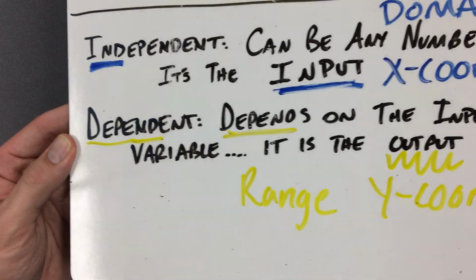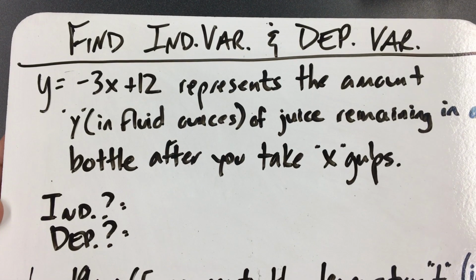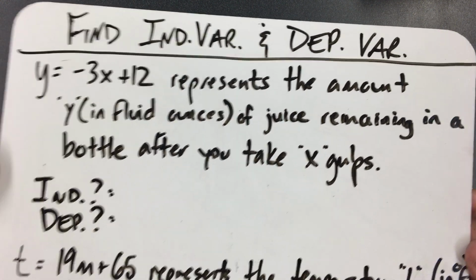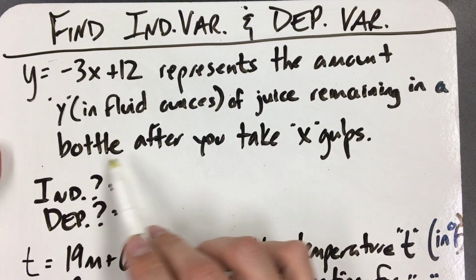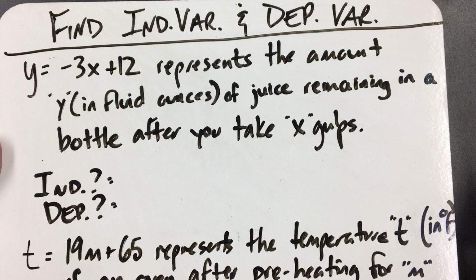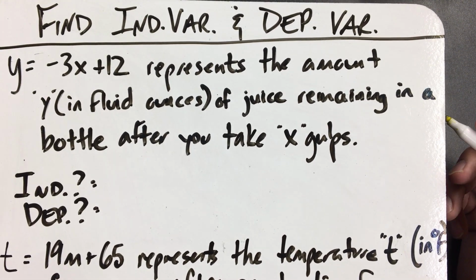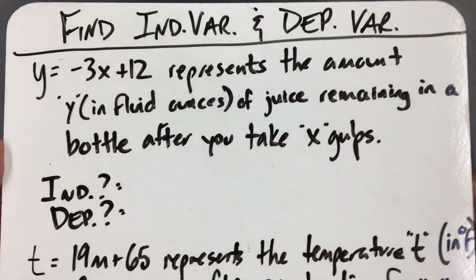So let me show you what these will look like. They'll say maybe something like this. In the equation y equals -3x plus 12, this represents the amount y in fluid ounces of juice remaining in a bottle after you take x gulps of juice, right? You're super thirsty, whatever the case may be. You're going to drink something, and it's going to ask you in this equation which is which.